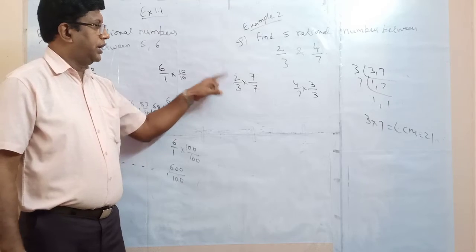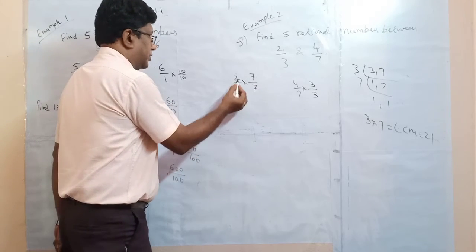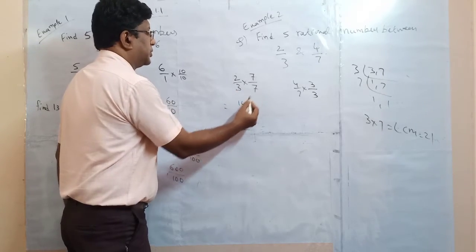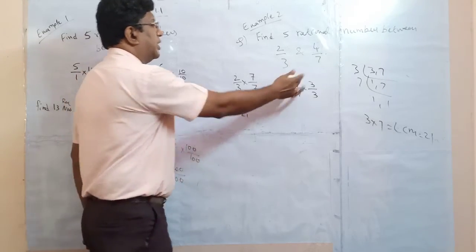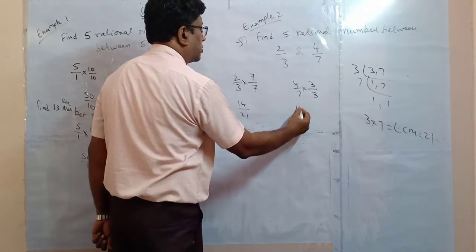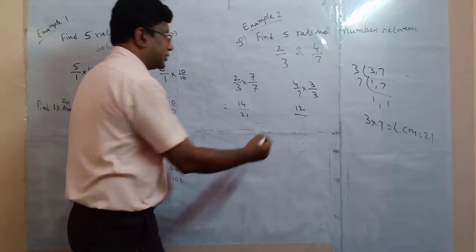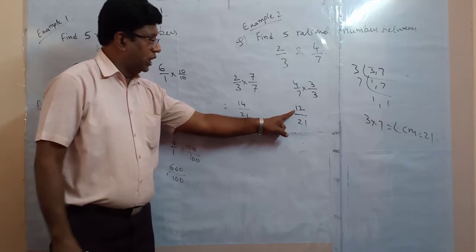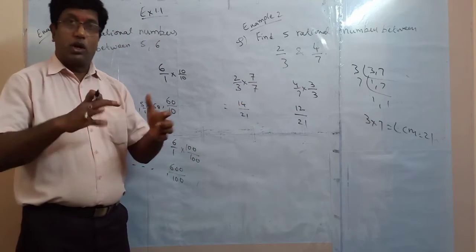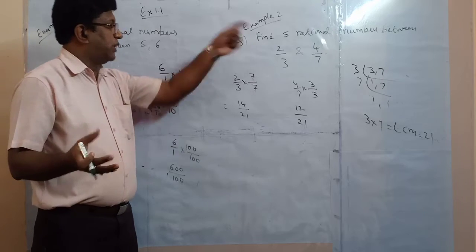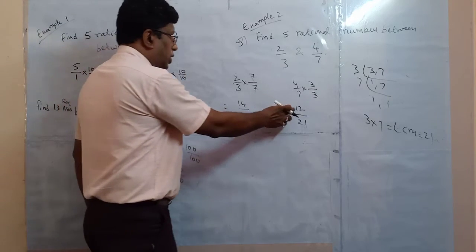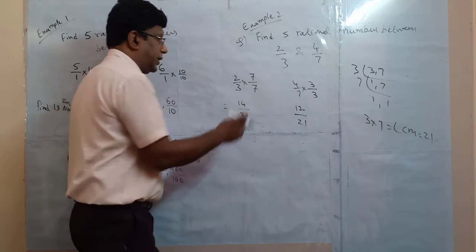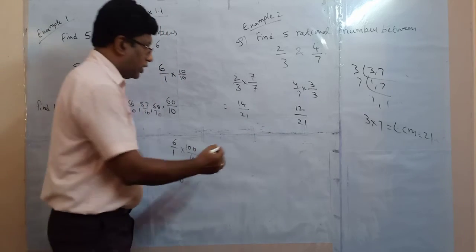Now, here, what do we get in the expression? 2 into 7 is 14. 3 into 7 is 21. Here 4 into 3 is 12. 7 into 3 is 21. And we have this number smaller and this is a bigger number. Now we want 5 rational numbers. So do we have 5 rational numbers between 12 and 14? No. So what do we need to do?